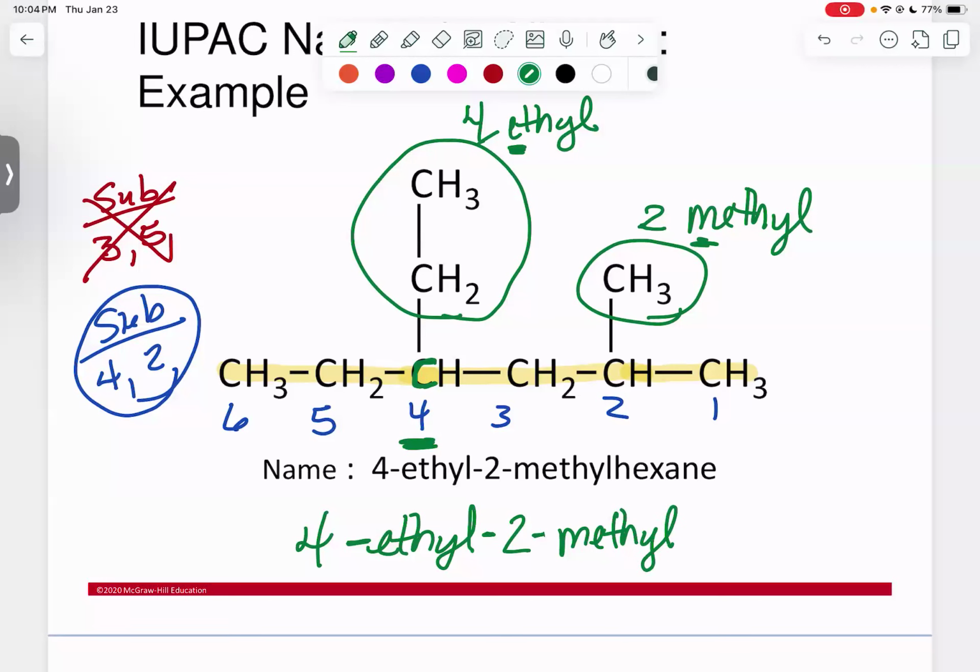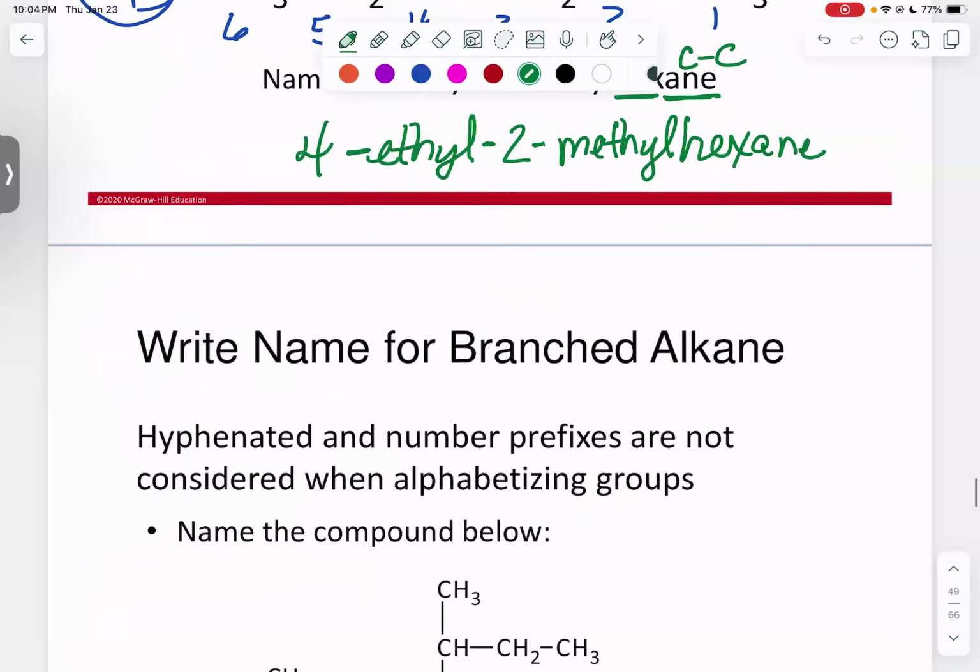And then I have to look at my parent, and my parent is 6 carbons long. 6 is hex. So that's hex. And then A-N-E tells me I have all carbon-carbon single bonds. So practice, practice, practice, practice some more.